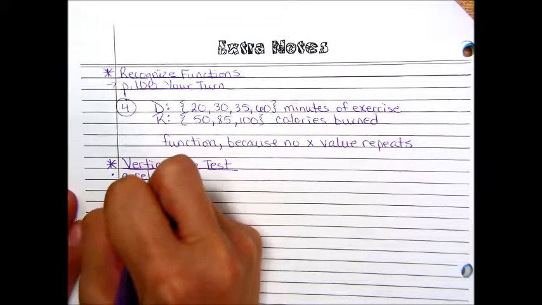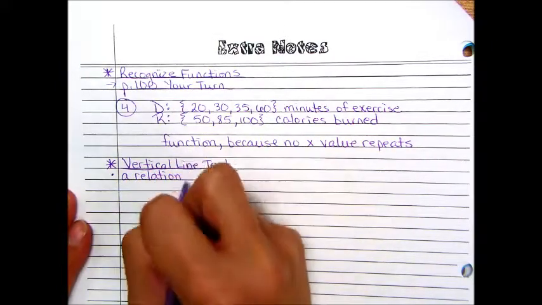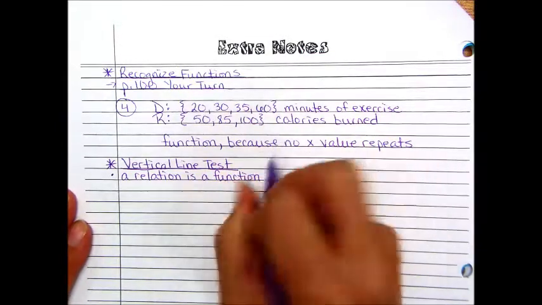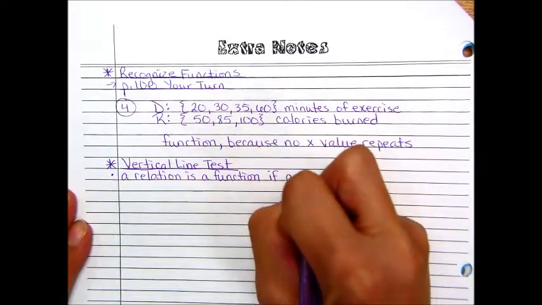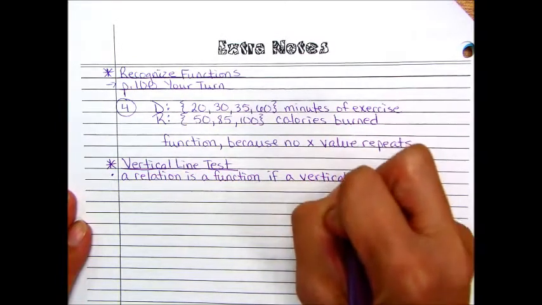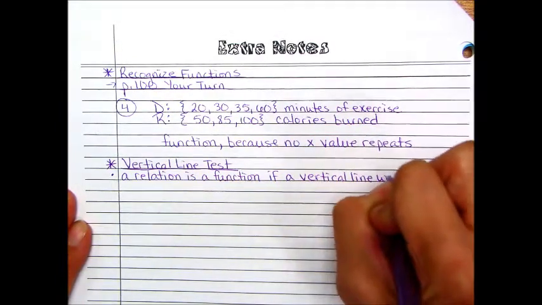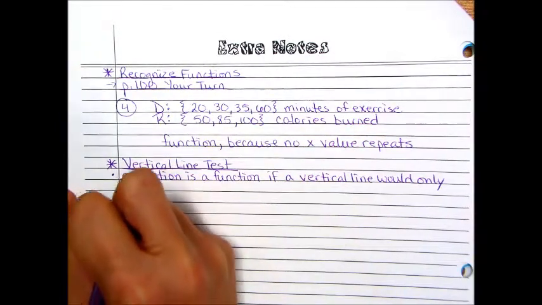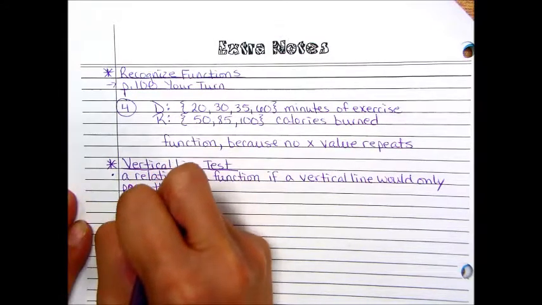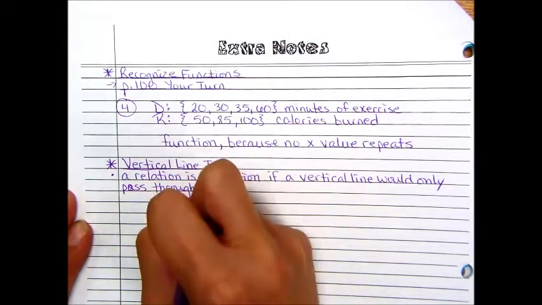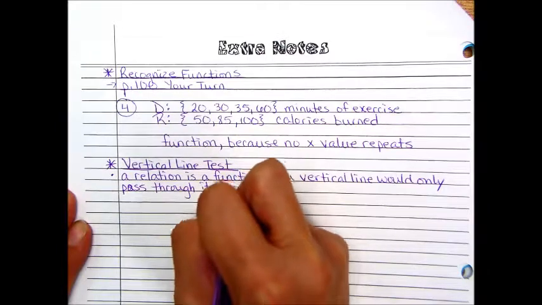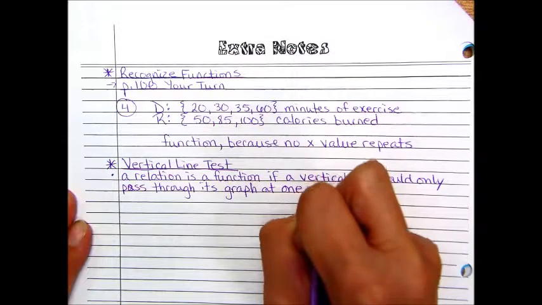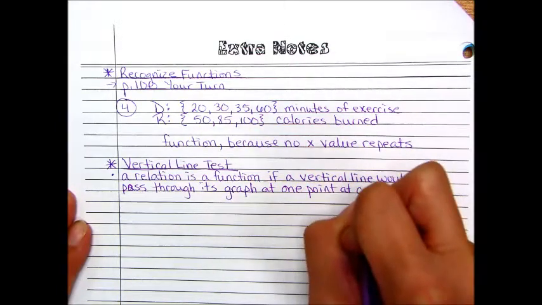I'm going to write down a quick definition that says a relation is a function if a vertical line would only pass through its graph at one point at a time.